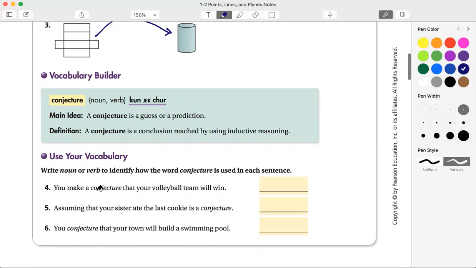So I make a conjecture that your volleyball team will win. So I'm making something about your volleyball team. This is being referred to as something, so this is a noun. Number 5, assuming your sister ate the last cookie is a conjecture. Being referred to something, a conjecture. This is a noun. You conjecture that your town will build a swimming pool. So you do something. You conjecture. You're doing something. This is a verb.